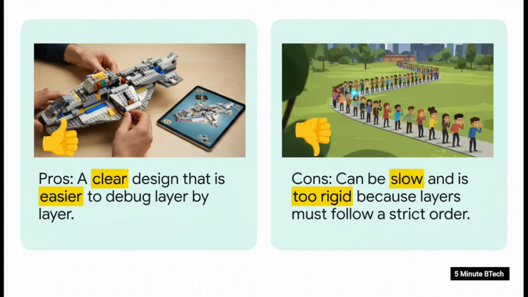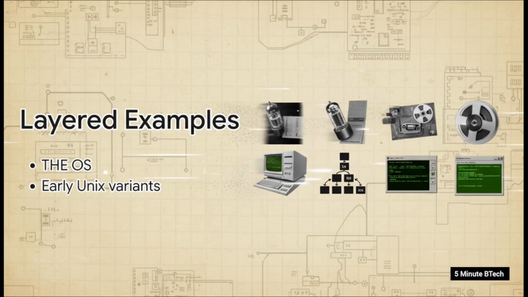The great thing about this is how clean the design is. It makes debugging a whole lot easier because you can test each layer by itself. The downside, though, is that this rigid structure can be pretty inefficient. A request from a user way up at the top might have to pass down through a whole bunch of layers just to get anything done, and that can really slow things down. So while you won't really find this in the big commercial operating systems today, the layered approach was a massively influential idea in academia. You saw it in systems like VOS and some early versions of Unix, and it really proved the value of having a well-structured design.